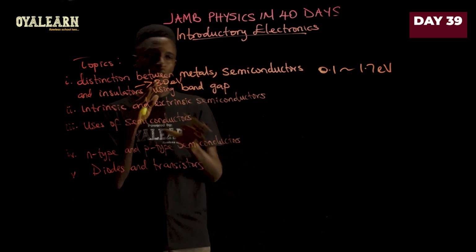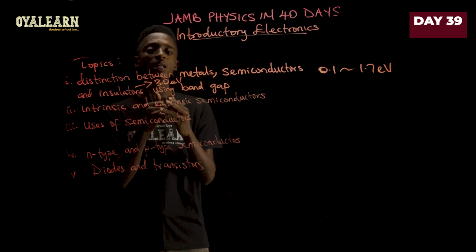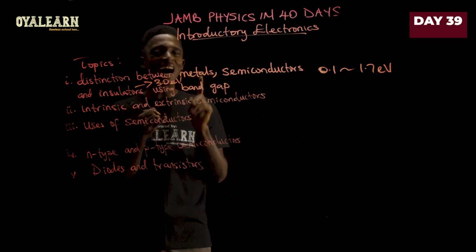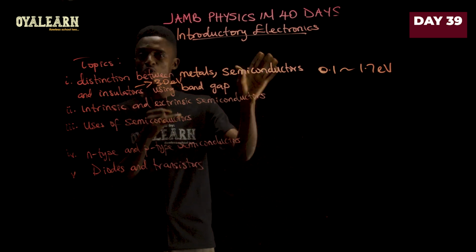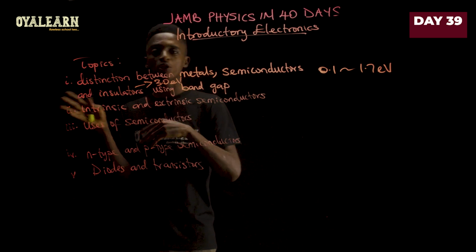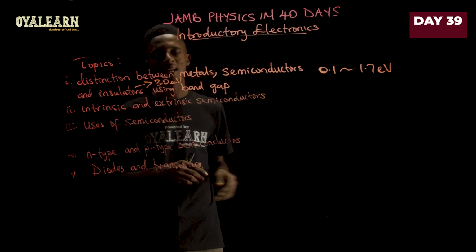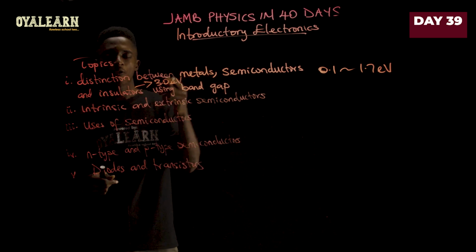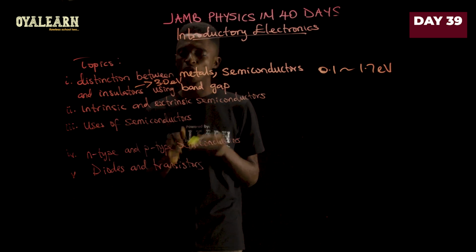Now, for the study of semiconductors, we limit them majorly to silicon and germanium. So those are the ones we're going to be working with. And then we have insulators like rubber, plastics, and the likes that have a band gap of 3.0 electron volts.